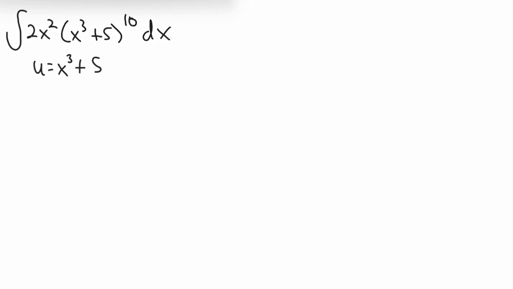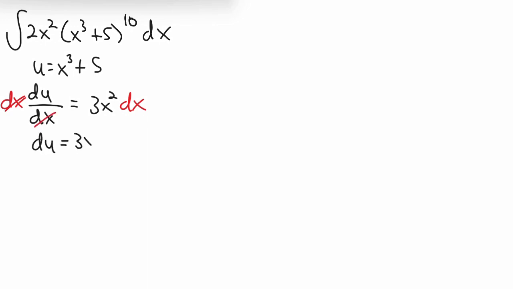Then if you take the derivative of this with respect to x, du/dx equals the derivative of x cubed, which is 3x squared. The derivative of 5 is 0. du/dx is going to be 3x squared. Let's multiply both sides by dx. So they cancel over here. du equals 3x squared dx.